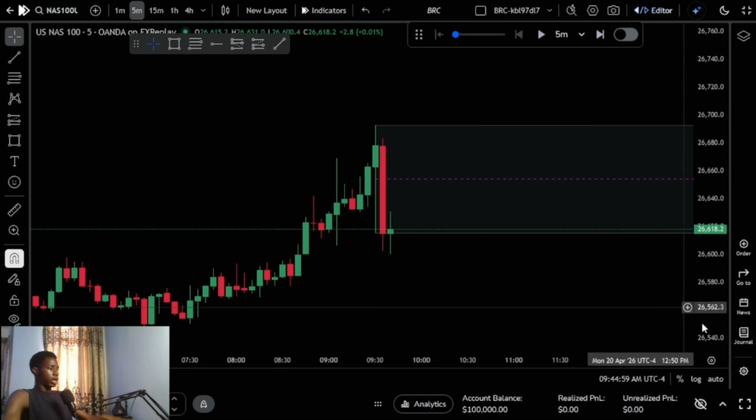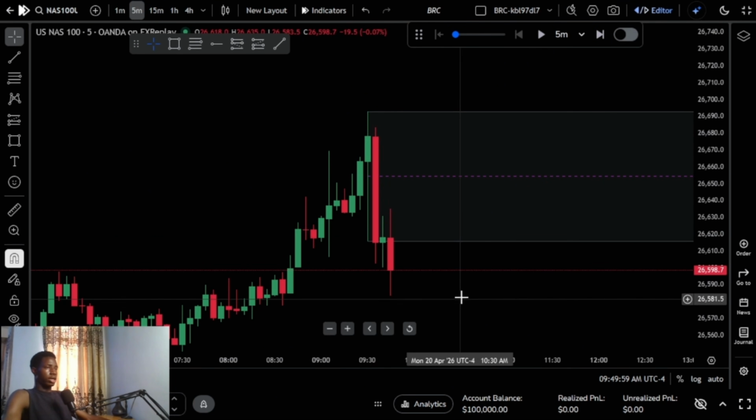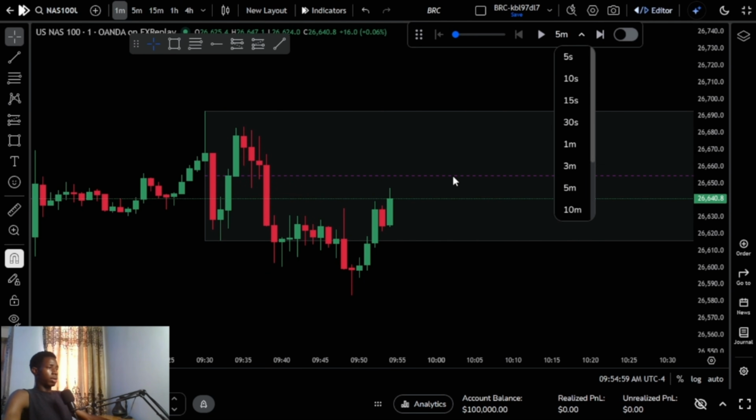So right there, we have the break. I won't really call this a 5-minute break because it's not that clear. Now we do have a 5-minute break. Now I'm waiting for a 5-minute retest. Now we have a 5-minute retest. All I'm doing now is going to the 1-minute time frame. Remember, if we tap into this midpoint, then I'm looking for a new break and retest.